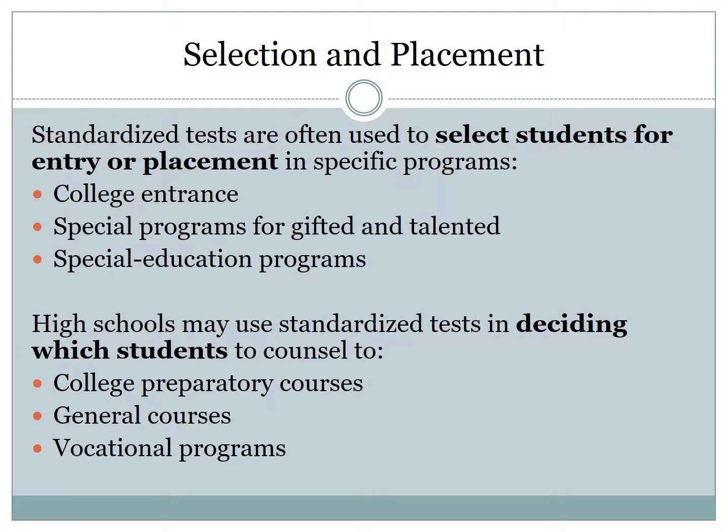What are some of the reasons we use standardized tests? Well, sometimes they're used to select students for entry or placement in specific programs. So for example, the SAT is a big standardized test that's used to screen students for college entrance. You might have IQ or other types of standardized tests that screen students for special programs such as gifted and talented. Or you might have diagnostic tests that focus on students with disabilities and screen them for special ed programs.